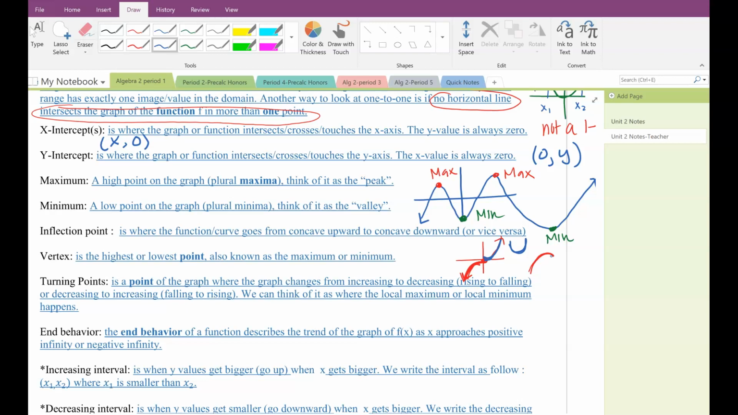Now we're touching on the vertex. Vertex is the highest or lowest point, also known as the maximum or minimum. Okay.